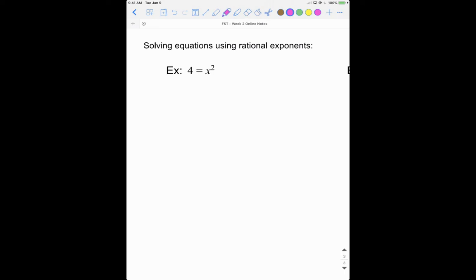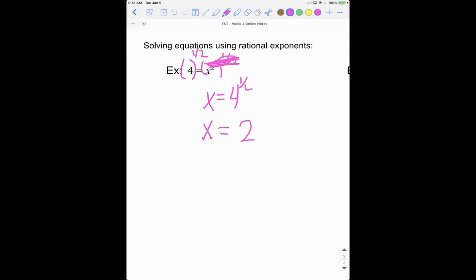So another way of thinking about square rooting it would be raising it to the 1/2 power. All we're doing is flipping our exponent, right? We have a 2, so we're inverting it, we get 1/2. Whatever you do to one side, you have to do to the other side. And these cancel out, so we're left with x equal to 4 to the 1/2, which is the same thing as saying the square root of 4. So again, we get back to x equals 2.